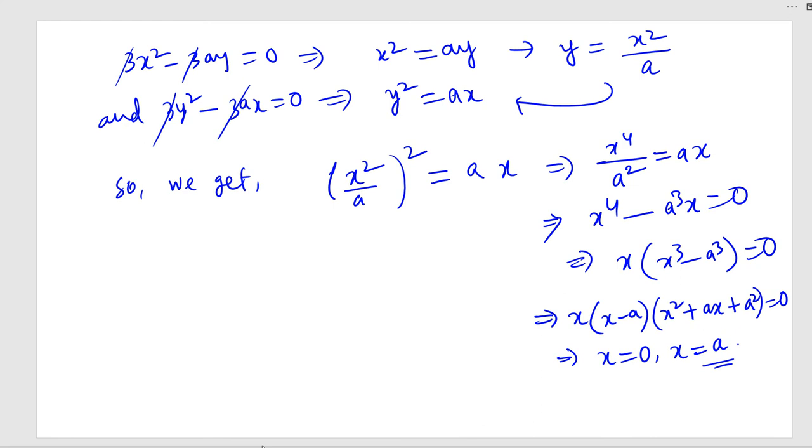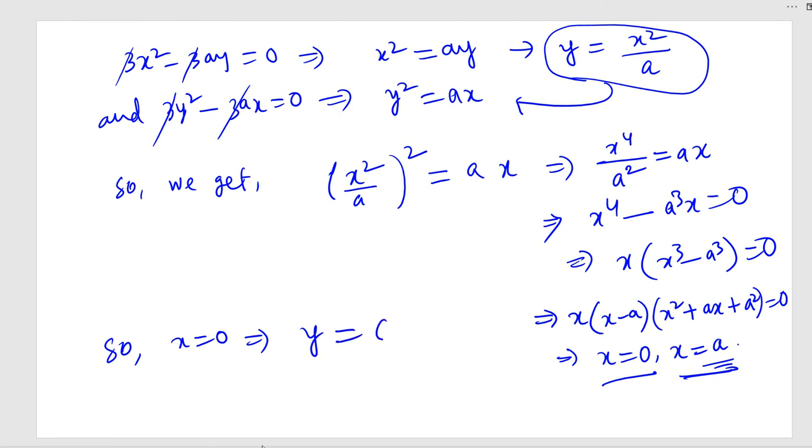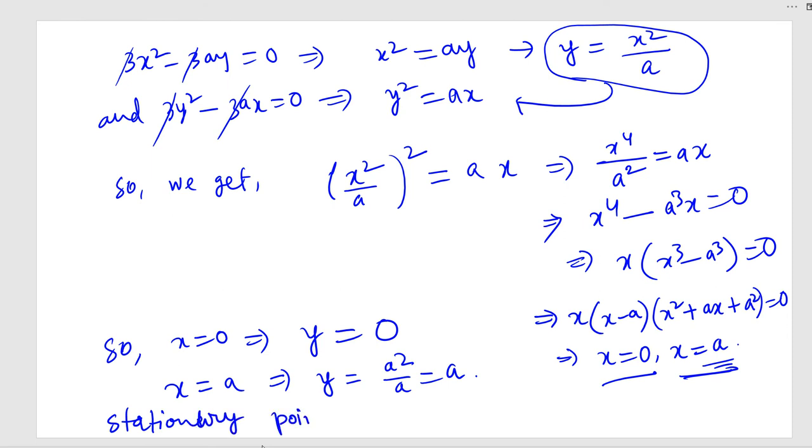So you have to find out, if you substitute x equals 0 and x equals a, you get the y value. So x equals 0 implies y equals 0, and x equals a implies y equals a squared by a, that means again a. So the stationary points are (0, 0) and (a, a).